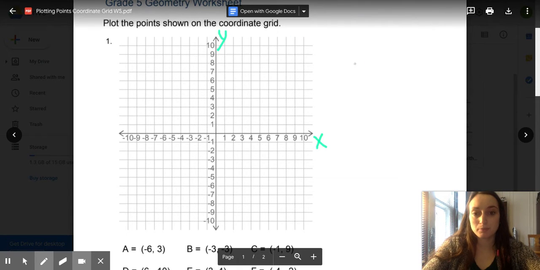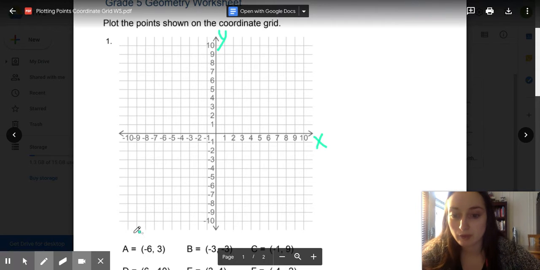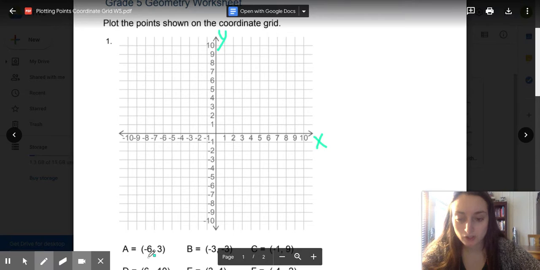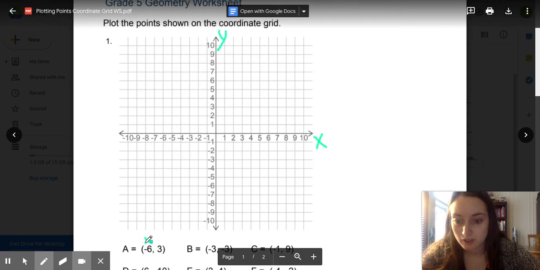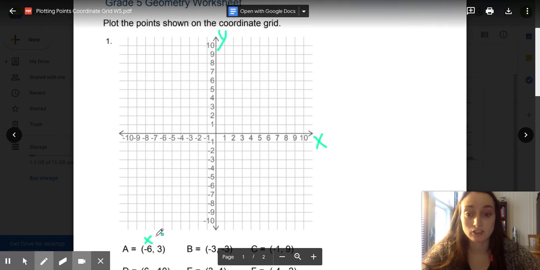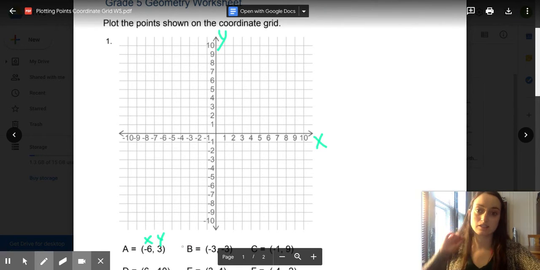So when we want to plot a point, well, let's see. We have point A right here. We can look at this one. Point A is at -6, 3. Okay, so when we have an ordered pair like that, we know our first number tells us where it's going to go on the x-axis. And the 3, our second number, tells us which direction it's going to go on the y-axis.